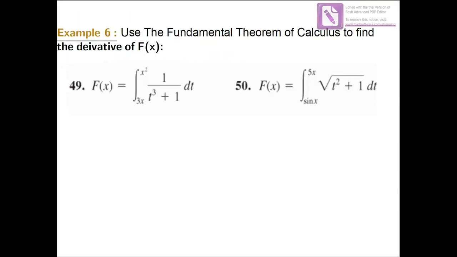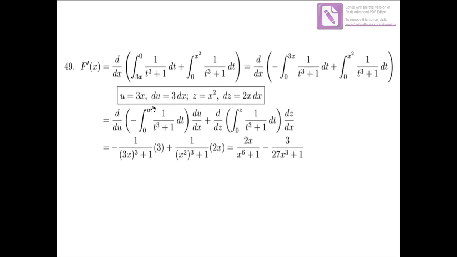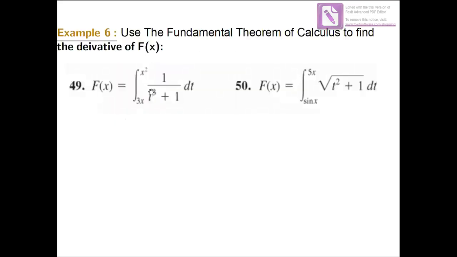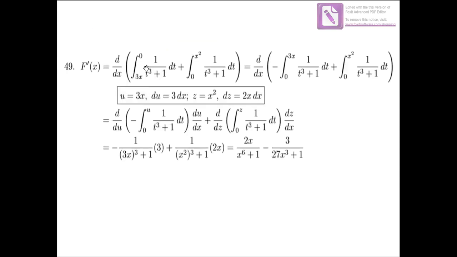So first we will rewrite this as the sum of two integrals. We know that f prime of x will be the derivative d over dx of the integral. Since it is from 3x to x squared, we'll take it from 3x to 0, then from 0 to x squared. Because if you add these two integrals, the integral from 3x to 0 plus the integral from 0 to x squared will give you the integral from 3x to x squared.